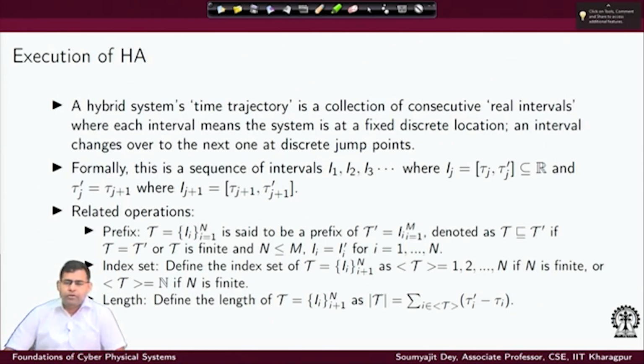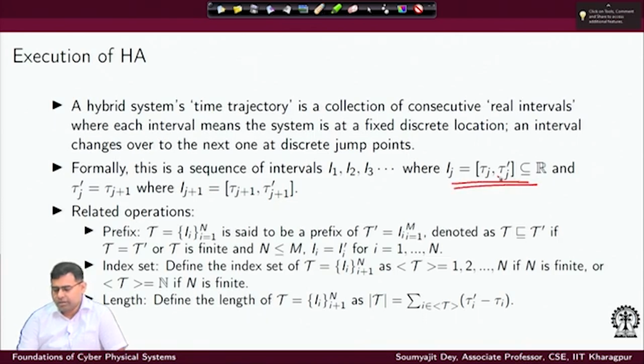So, for a hybrid automaton, we talk about a time trajectory, and it is nothing but a collection of consecutive real intervals. What is happening with a hybrid automaton is that I am spending a continuity of time in different discrete locations, right? So, that gives rise to a set of real intervals, and for each interval the system is in a fixed discrete location. Then there is a location switch and I am going to another location, there again a real interval is being spent, and then there is another discrete jump, I go to another location. That is how it is, right? So, it is like a sequence of intervals like I1, I2, I3 we have here, right?